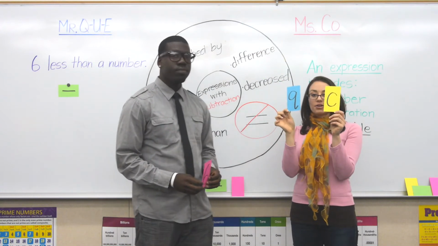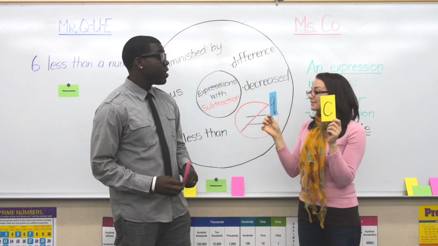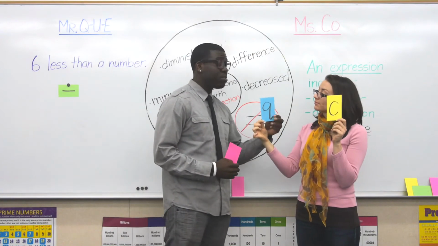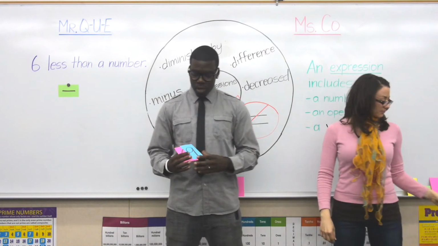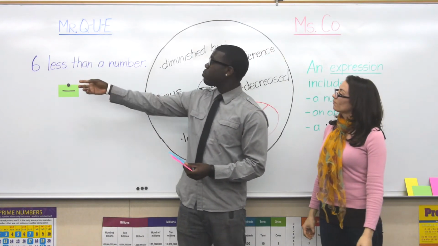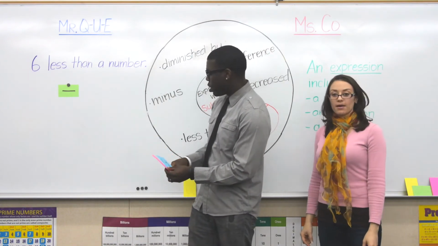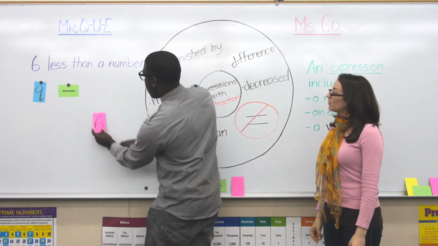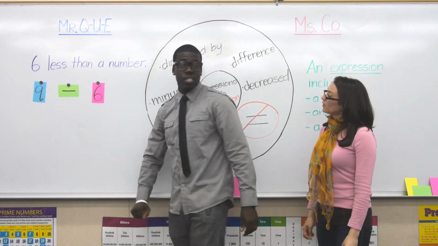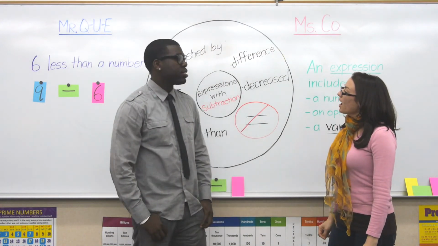I have the letter Q and the letter C. Well, my favorite color is blue, and I'm Mr. Q, so you know what I'm going to do? Well, where are you going to put those things? Well, I know that the written expression says 6 less than a number, so I will put Q minus 6 as my expression. Q minus 6. Yes.